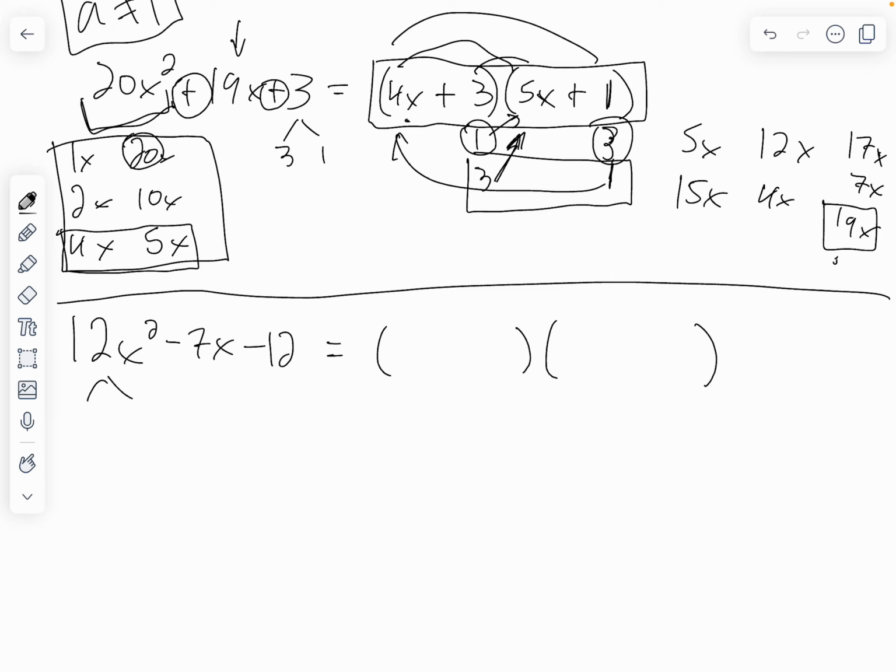I'm going to go ahead and work on this now. So like I said, I like to start in the middle. I'm going to try 4x and 3x. It could be 6 and 2. It could be 12 and 1. I like to start in the middle because often that's the answer, if I'm being honest, right? But it could be wrong. We'll see. So 4x and 3x.